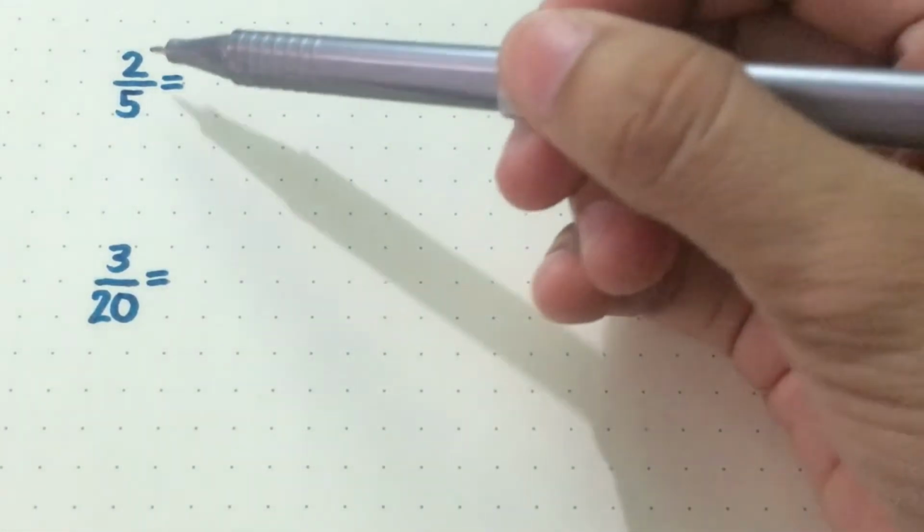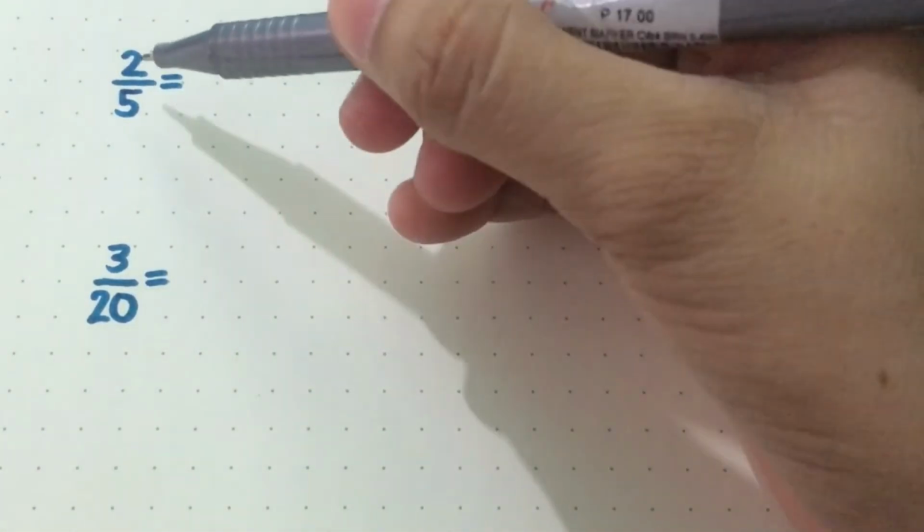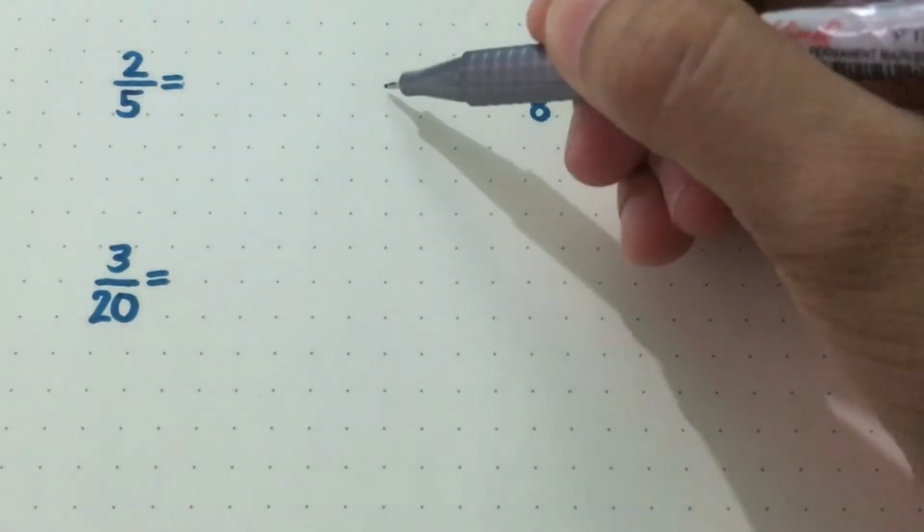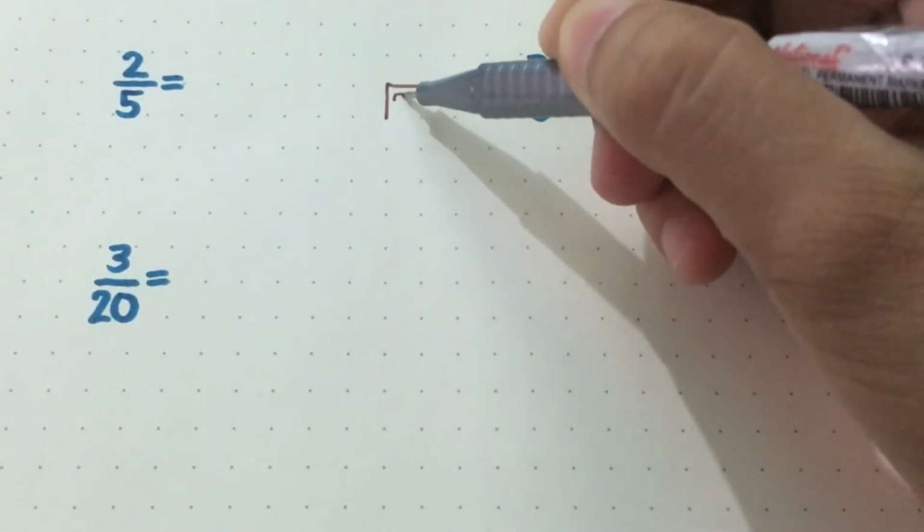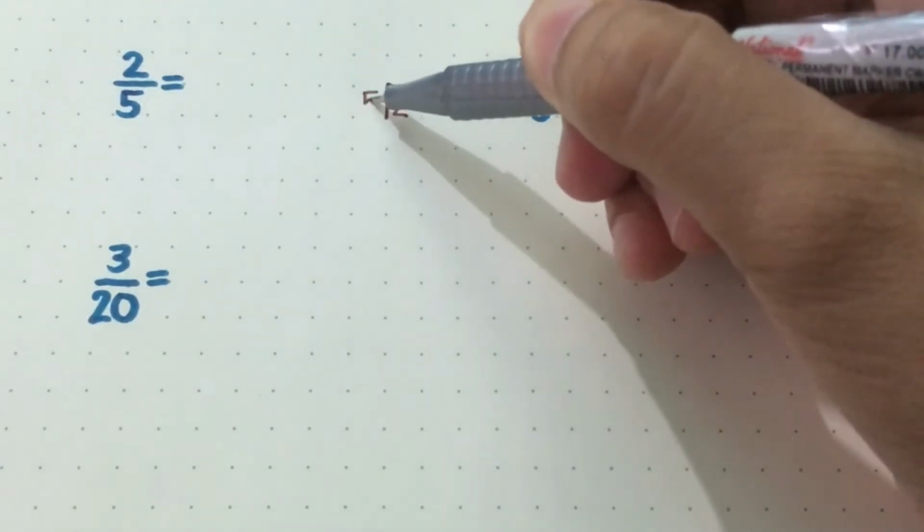Alright, so to convert this fraction into decimal, we just have to divide the numerator by the denominator. It will be like this. Our numerator is 2 and the denominator is 5. That will be our divisor.